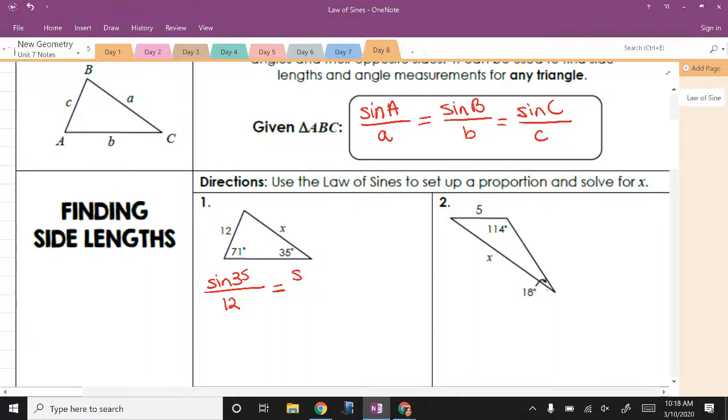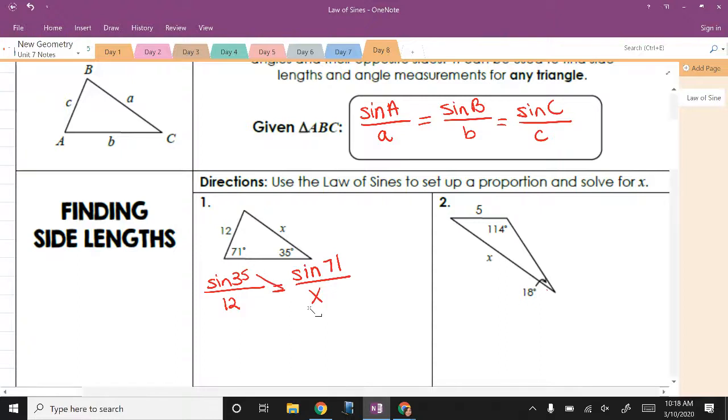sine of 71 degrees, over X. So you do the sine of the angle measure over the opposite side. And it's a proportion, right? So remember proportions, we cross multiply.